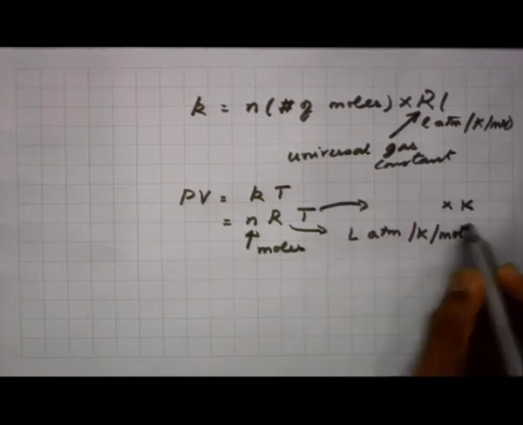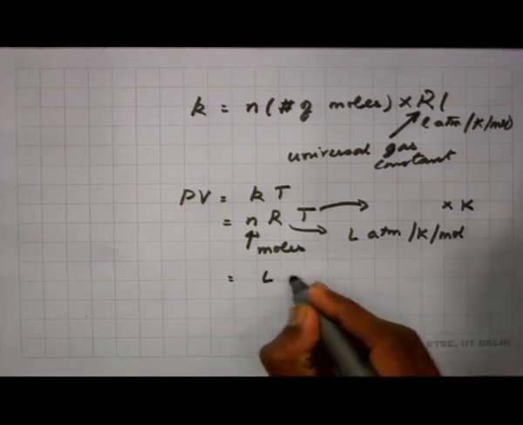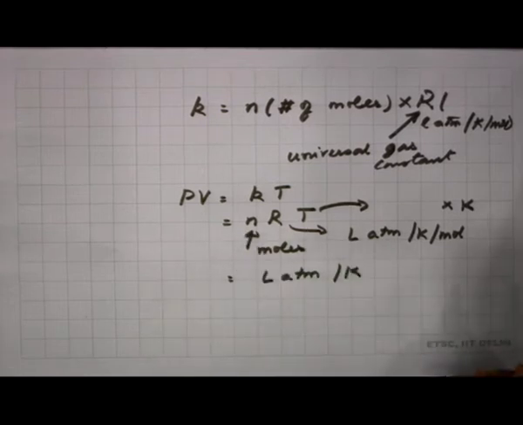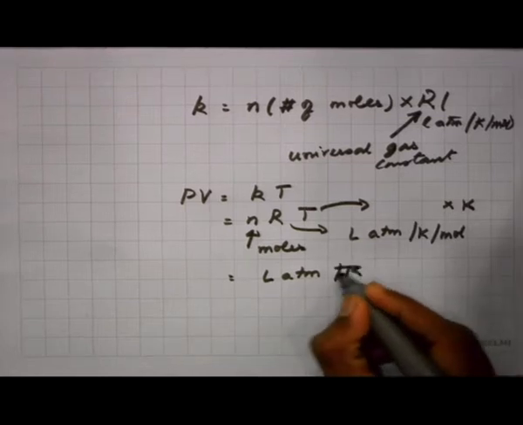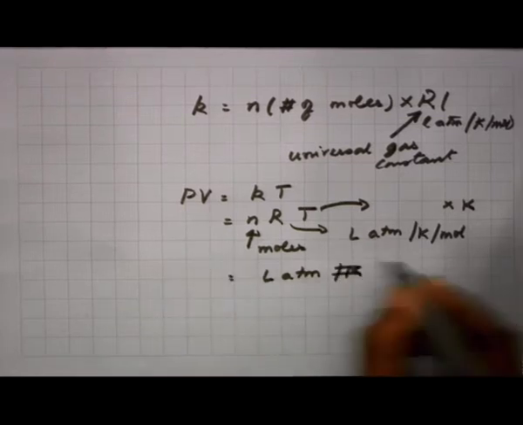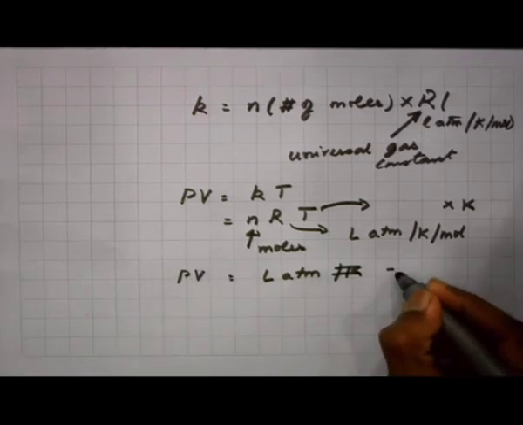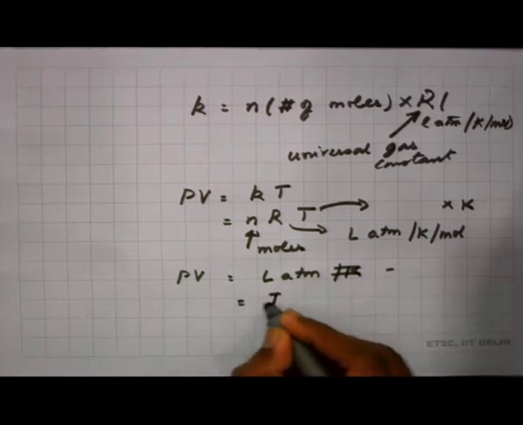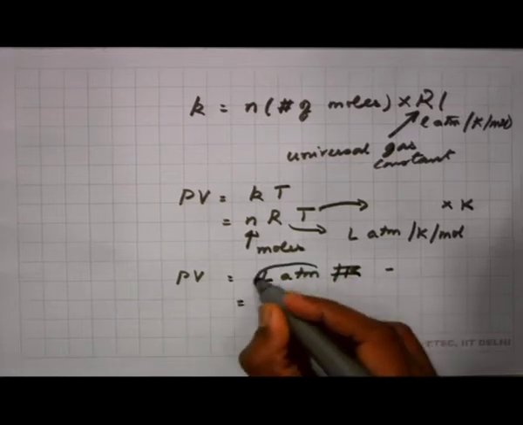So, if I took this product, this will work out to be liter atmosphere per Kelvin, and this will work out to be liter atmospheres, which is the product PV. If you were to do it in joules, it will be joules, because this has the units of energy.